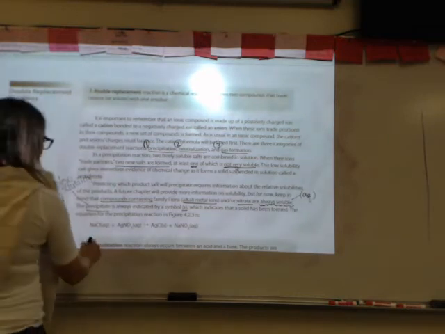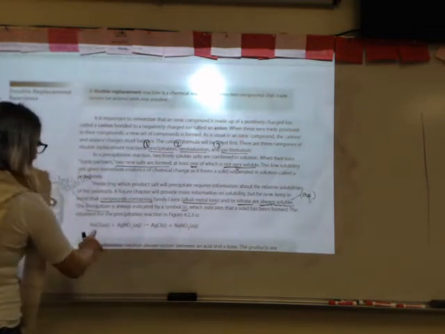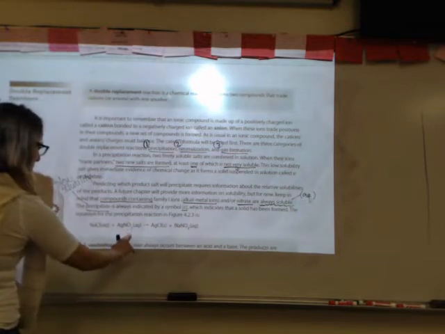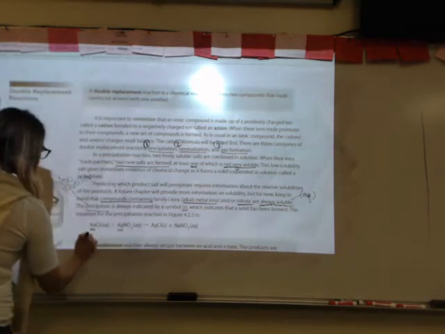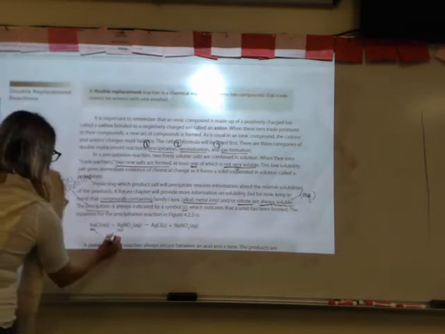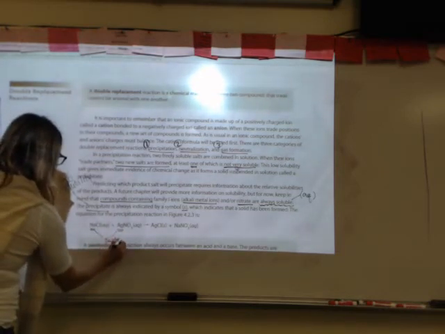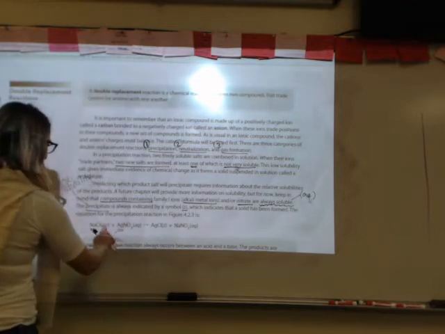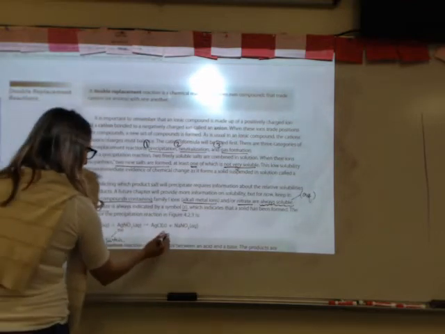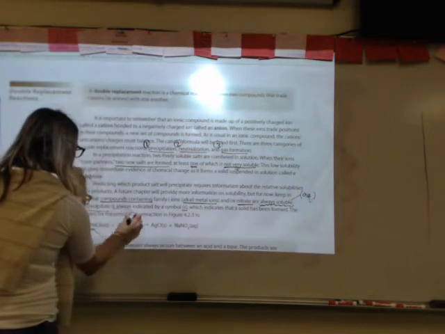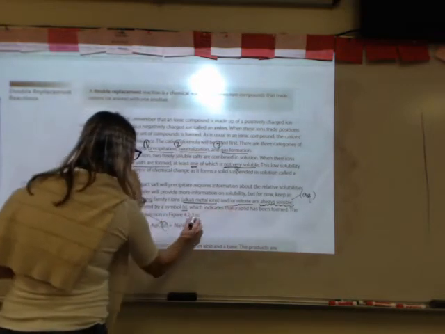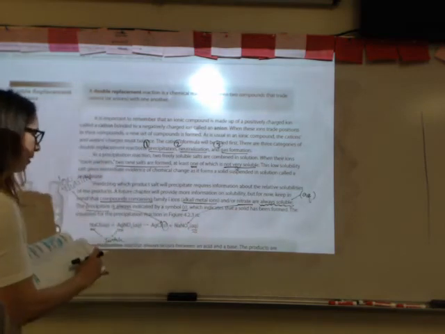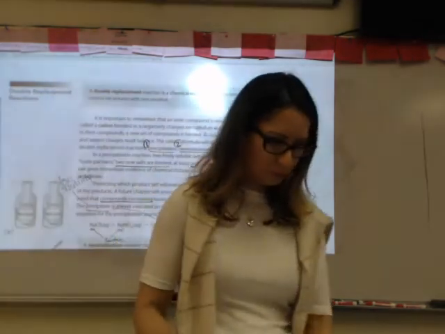Here you'll notice I have a precipitation reaction. Sodium chloride solution combines with silver nitrate solution. The cations, the sodium and the silver ions, switch places. That's how I formed silver chloride and sodium nitrate. Here is my precipitate, the silver chloride. Nitrates are soluble in water, which is why it has an AQ after it.